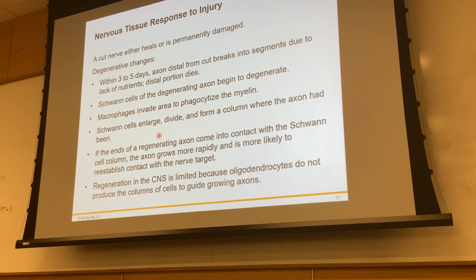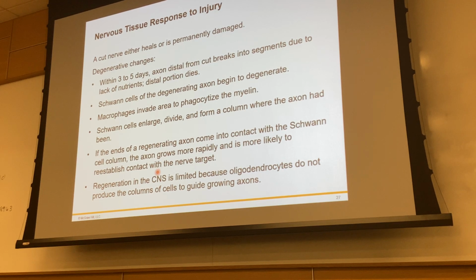So in the peripheral nervous system, you can have this repair, provided that the damage is small and not major. If you cut my arm off and then reattach it, the nerves are not going to find themselves back. So we're not talking about something like that. We're talking about minor damage. Regeneration in the central nervous system is limited.